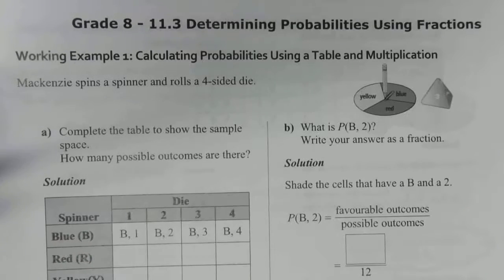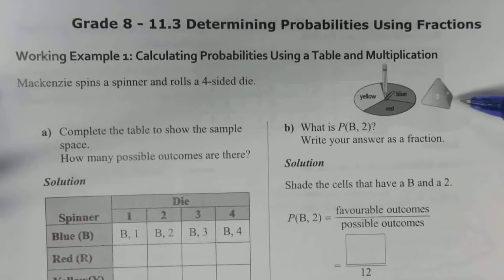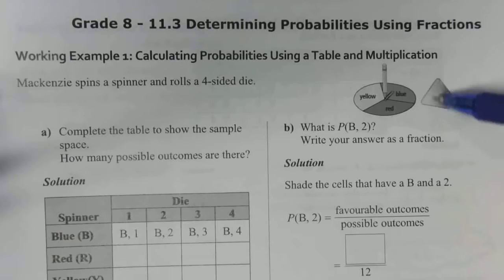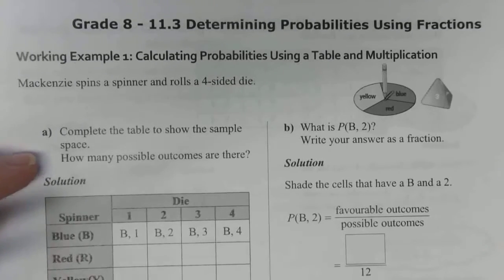So, first example here, Mackenzie spins a spinner and rolls a four-sided die. So the spinner has yellow, red, and blue, and the four-sided die looks like a pyramid, and it's got the numbers 1, 2, 3, and 4 on it. Complete the table to show the sample space. And the question is, how many possible outcomes are there?